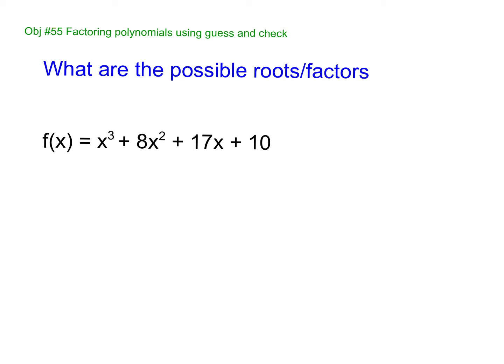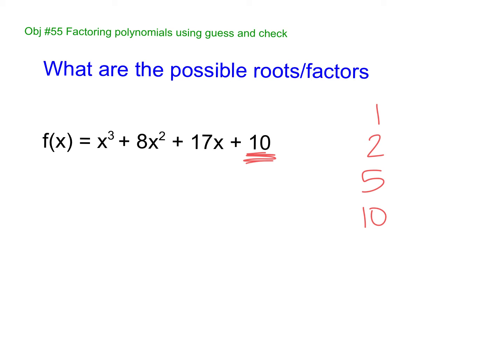So when we're looking at something like this, where I'm not giving you any extra information, you just need to figure out, okay, what are the numbers that are going to work? What we're going to do is look at that last number, that constant term. So what are numbers that multiply to 10? Well, we've got 1, 2 goes into 10, 5 goes into 10, and 10 goes into 10.